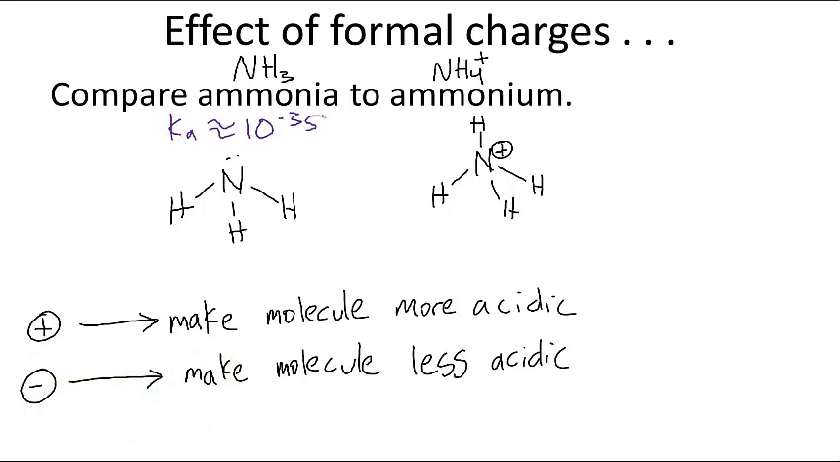And the Ka values definitely bear that out. The Ka value for ammonia is like 10 to the negative 35. Ammonium, it's like 10 to the negative 9. So big, big, big difference.